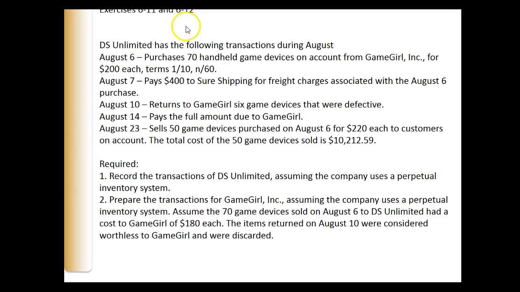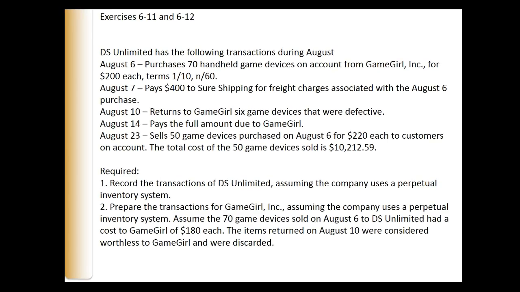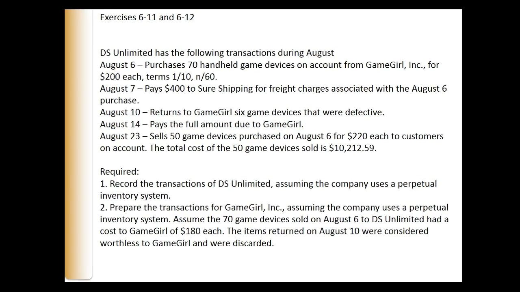Let's take a look at exercises 11 and 12. DS Unlimited has the following transactions during August. On August 6, purchases 70 handheld game devices on account from Game Girl for $200 each, terms 1/10 net 60. Now remember, 1/10 net 60 means if it's paid within 10 days, it's a 1% discount. Otherwise, they pay the net amount in 60 days.